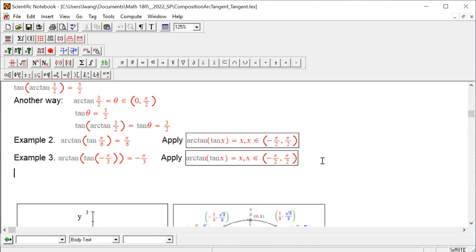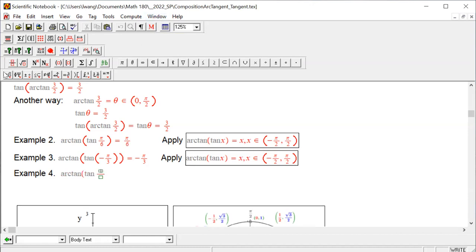Now let's look at some other ones. Example number 4. This one we have arctan of tan 2 pi over 3. What do we get here? Can we still apply the same identity? The answer is no, because 2 pi over 3 is not in the spelled interval.